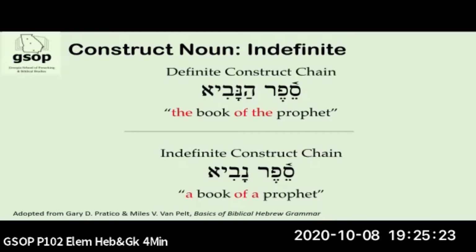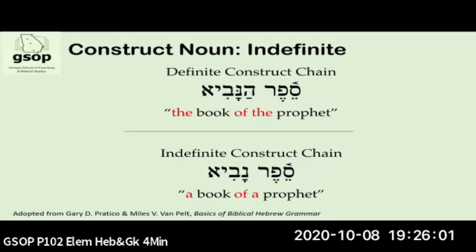And so you can have a definite construct state, the book of the prophet. Sefer Hanavi. The book of the prophet. The absolute noun has the article, ha. The first does not show it, but it's there, because the construct chain is controlled by the last word, the absolute form. And so if it has the article, everything in the construct chain has the article, even if you don't see it. All of it does. So it is the book of the prophet.